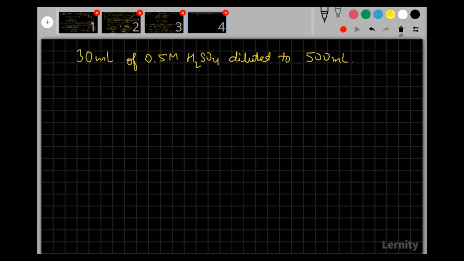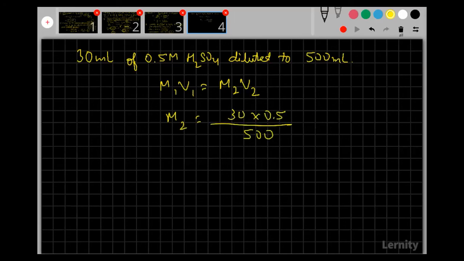Good. So most of you have got it correct. Yes, we'll be using M1V1 equals M2V2. So here, if I calculate M2, it should be 30 into 0.5 divided by 500. So yes, we'll be getting it as 0.03. Here we need not convert it in terms of normality, as they have asked us to calculate molarity and they have given molarity in the question.